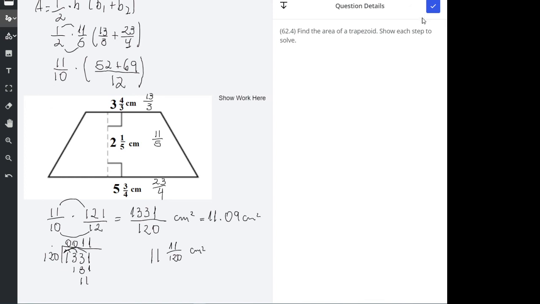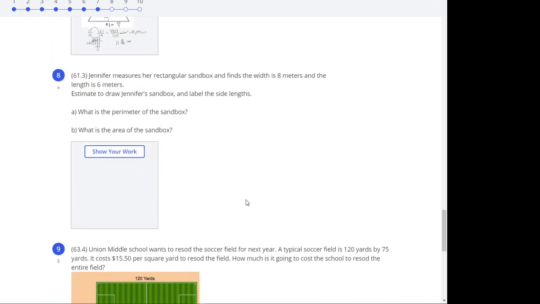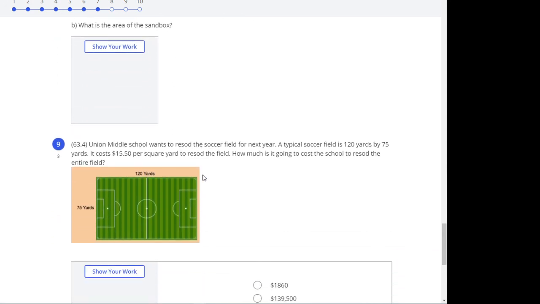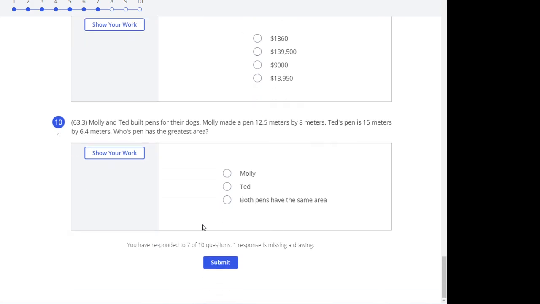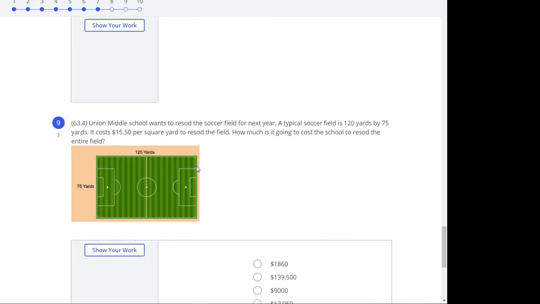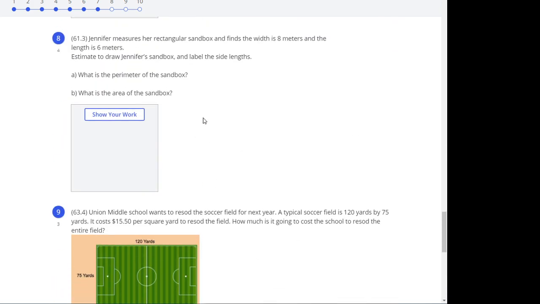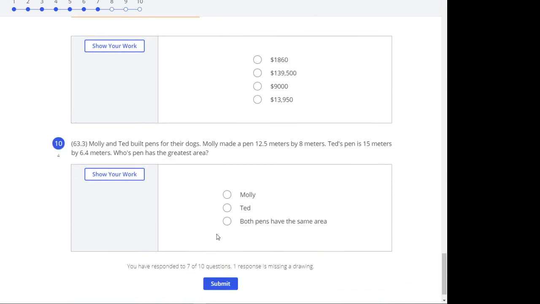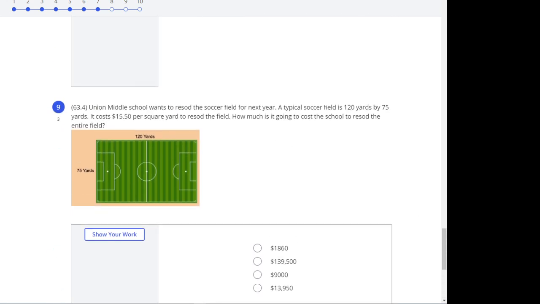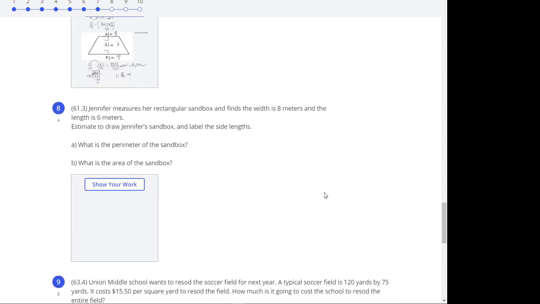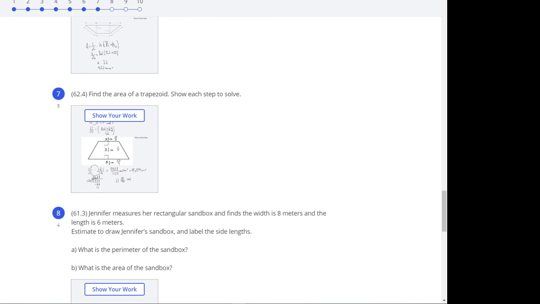We finished this one. Let's go ahead. Don't worry, I will share everything with you guys, especially the video about this one. Guys, number 8, number 9, and number 10, I already solved in the other video. I hope you understand this. It's very important you know how to solve this. Great.